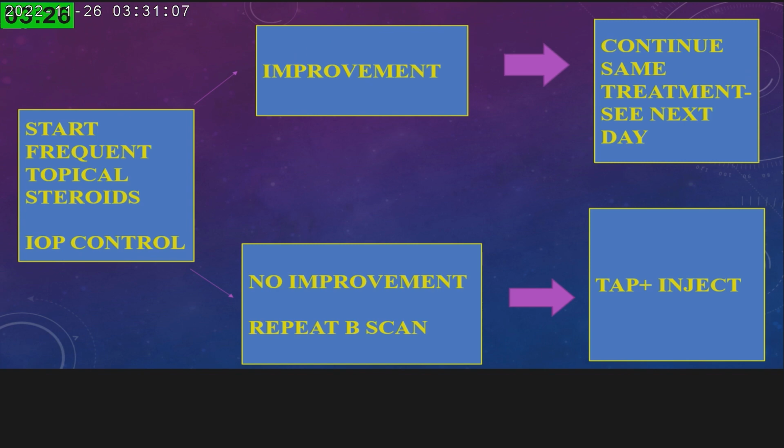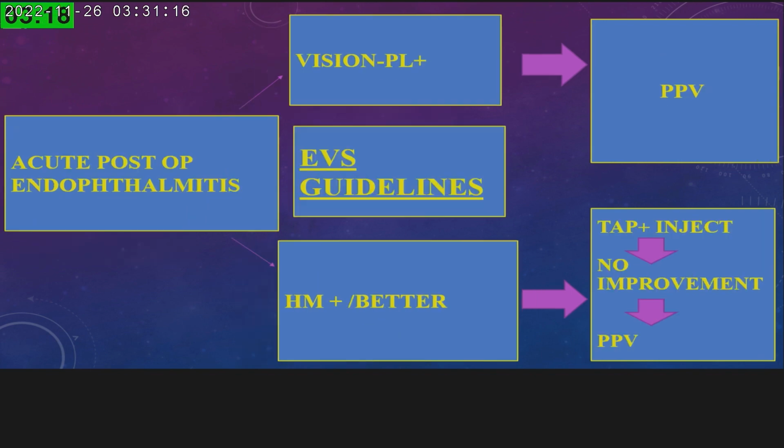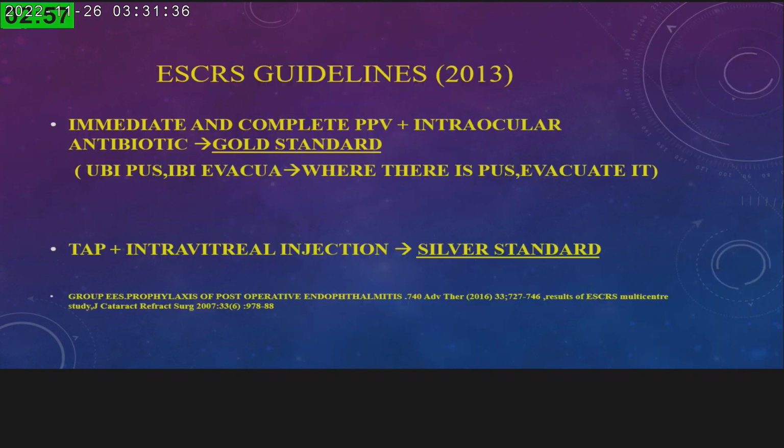However, in your reassessment, if there is no improvement, go for a B scan, and to be on the safer side, consider it as endophthalmitis and do tap and injection. If it is an acute postoperative endophthalmitis, as per the EVS guidelines, if the initial visual acuity is PL+, go with the pars plana vitrectomy. If the initial visual acuity is hand movements or better, first tap and inject is performed, and after 48 hours the patient is reassessed. If there is no improvement, go ahead with pars plana vitrectomy.